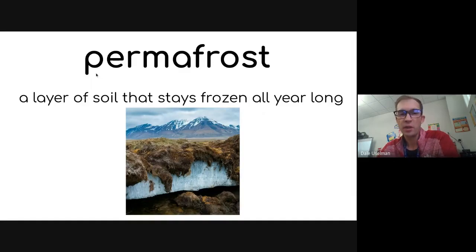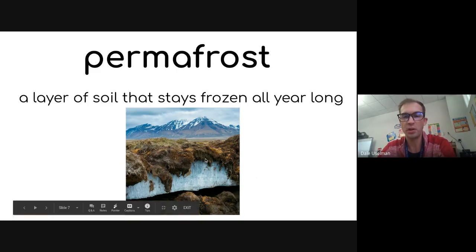The next vocabulary word is the word permafrost. Go ahead and say that word permafrost. Awesome. You can see that permafrost has the word frost in it, which we know is frozen moisture on the ground. And it has the start of the word permanent here. So it's like permanent frost. Permafrost is a layer of soil that stays frozen all year long. So it's soil in the ground that is frozen all year long. It never thaws. Here's a picture of permafrost.